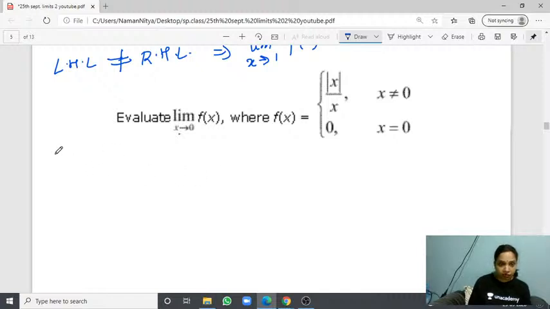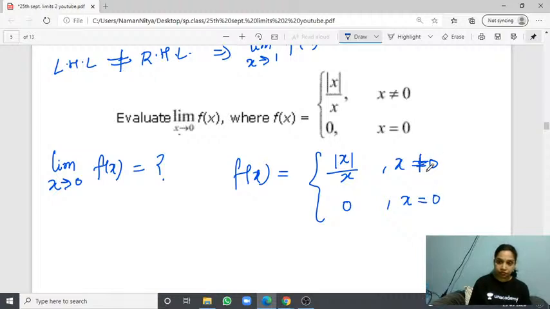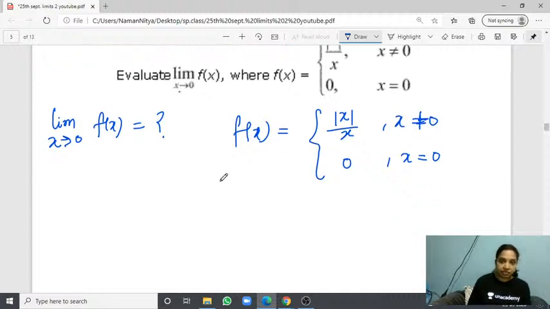Here again they are asking to evaluate limit x tends to 0 f of x. And here f of x is given as mod x by x for x not equal to 0, and if x is 0 then it is simply 0. Can you just tell me this one also? In this case also you are supposed to calculate the left hand limit and right hand limit. So let me just calculate the left hand limit first.